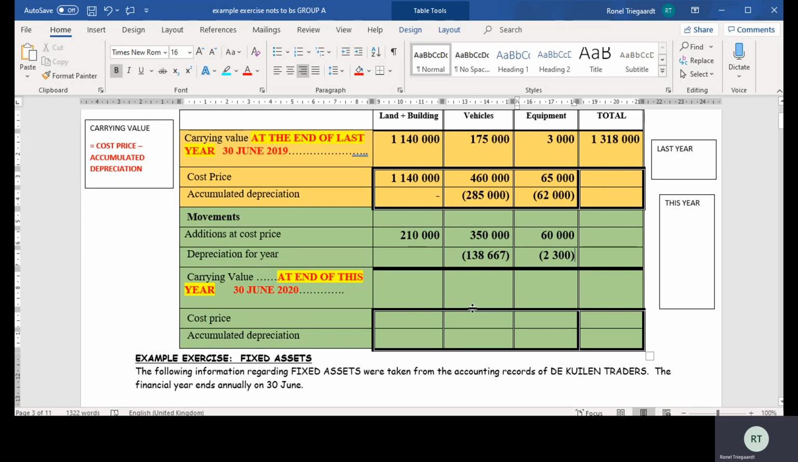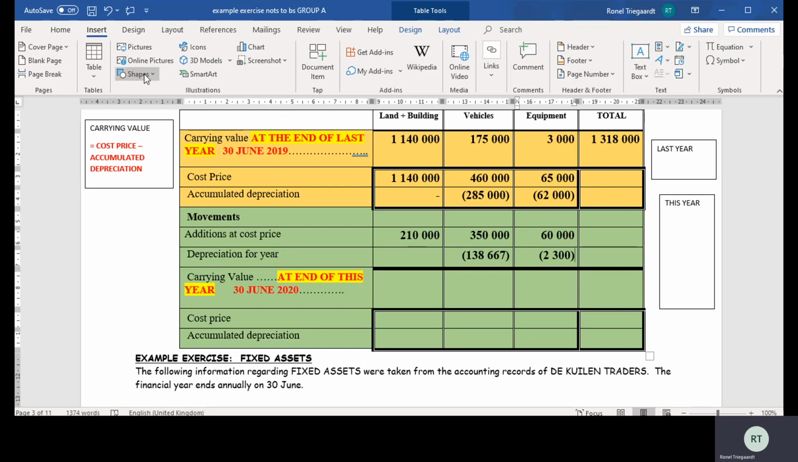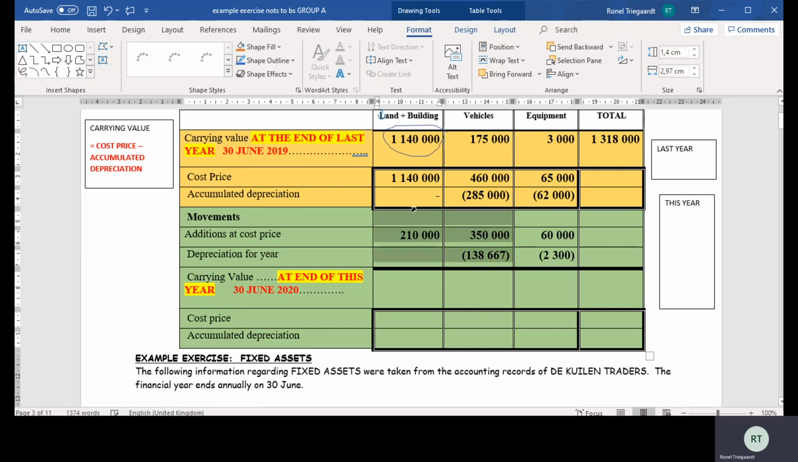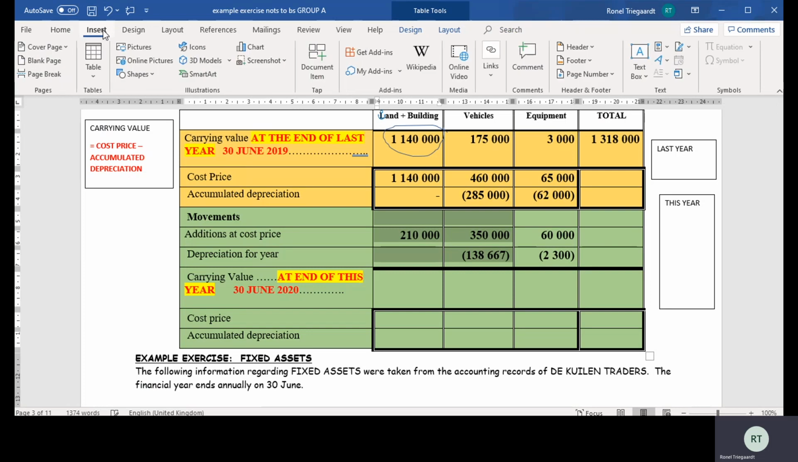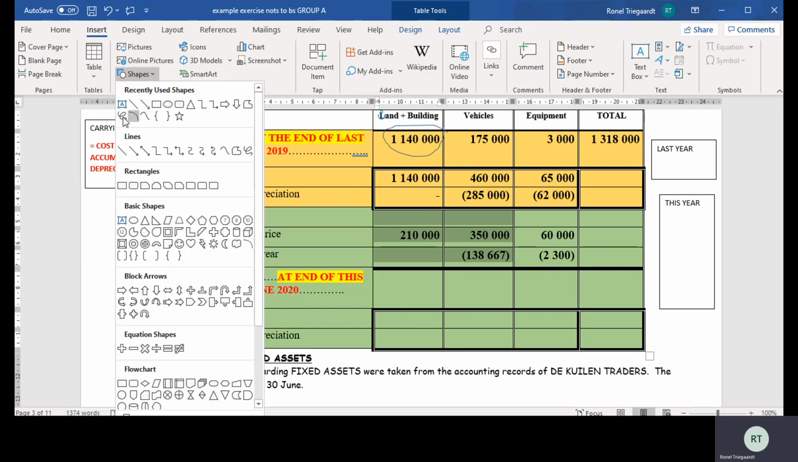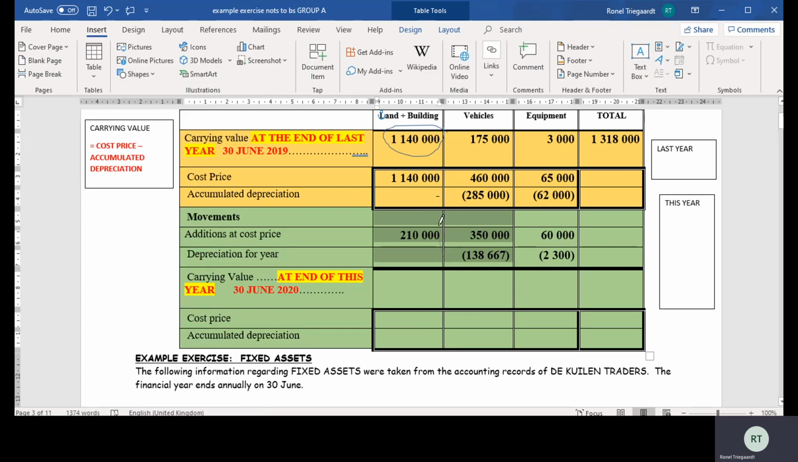Now we get to the carrying value of this year. Now you have to listen to me. What happened? You always start with what you had at the beginning of this year. So for land and buildings, we had that amount at the beginning of this year, plus or minus anything that happened this year. So plus or minus anything that goes there will tell you what is the carrying value at the end of this year.